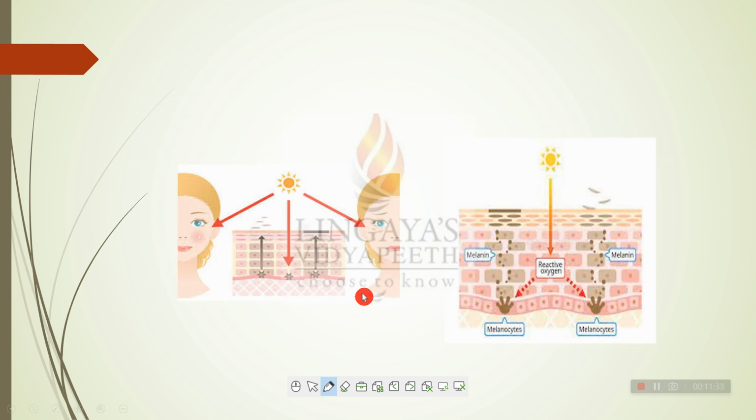Here you can see the synthesis of vitamin D from the sunlight. The UVB precursor is converting. Melanocytes are producing melanin, reacting with oxygen and transferring from one cell to the other neighboring cell.